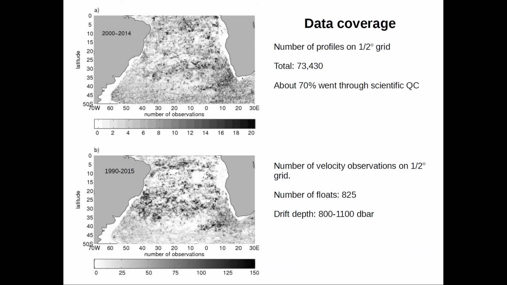This is the data coverage of the product we are currently using. Coverage with Argo profiles is at the top, and coverage with velocities at the bottom. There are fewer floats with velocities, because we are limited to the drift depths of 800 to 1100 decibars that we can use for the velocity.